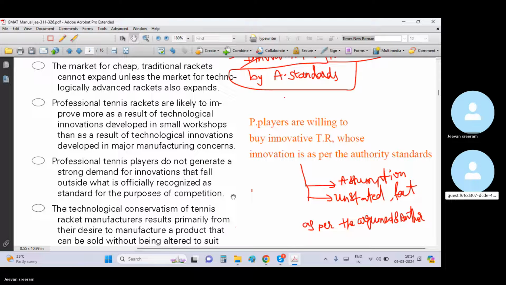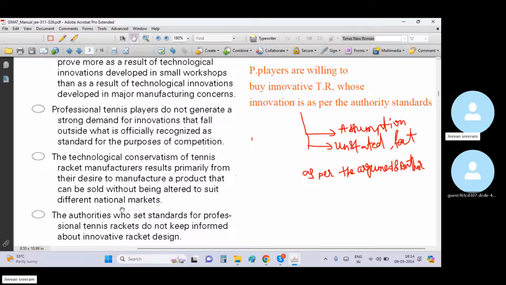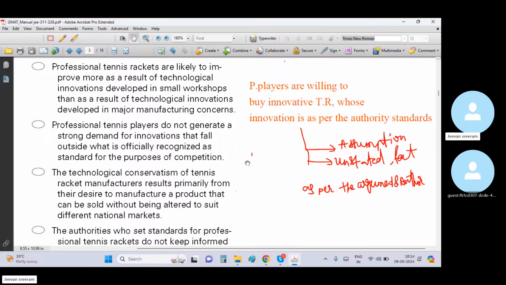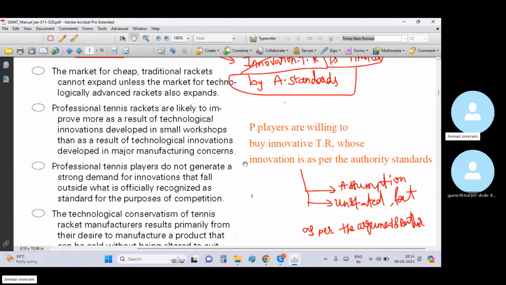I think it's the third option. Professional tennis players. There are 5 options. I told you to open this PDF on the other window. I think the third option suits. Buddy, please open the PDF on the other window and check all the 5 options. I have shared it in the group, right? Yes, I have opened the PDF.